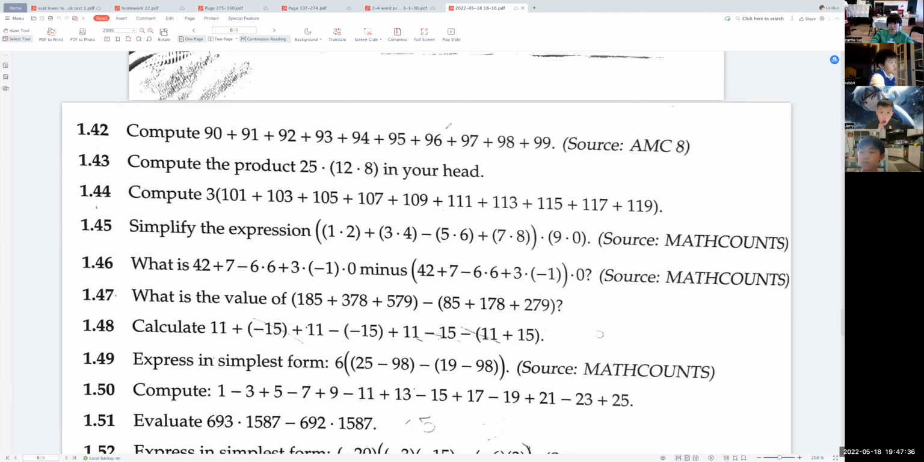No, be very suspicious, okay? This part is 0, but this part is not. It's 42 plus 7 equals 49, minus 36 equals 13. 13 minus, and then the back is 0, because it's a bracket times 0. If you see a bracket times 0, that's always 0, okay?